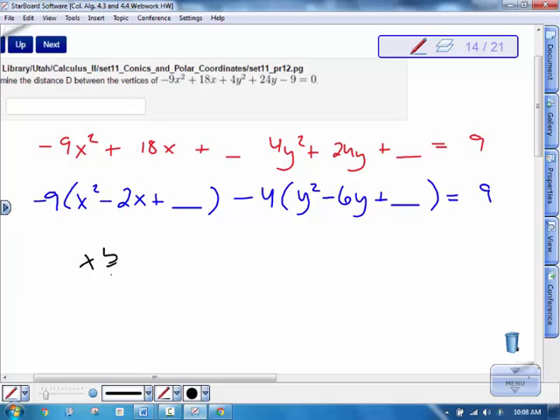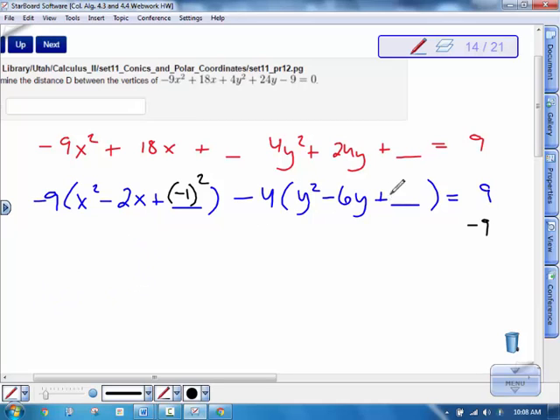The reason I left spaces is because now I'm going to complete the square. So I'm going to add b over 2 squared to both sides to make it a perfect square trinomial. So b over 2 in this case is negative 2 over 2, which makes negative 1 squared, which is really just 1. And 1 times negative 9 is a negative 9. So I'm going to have to subtract 9 from the other side as well.